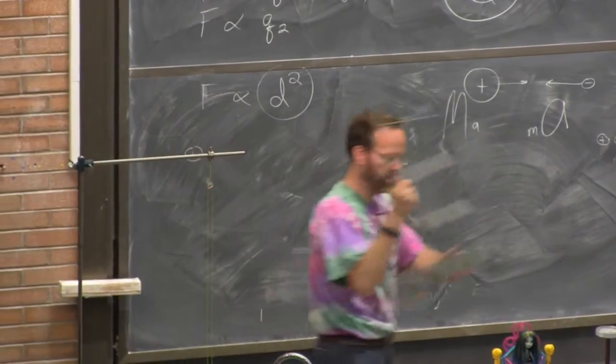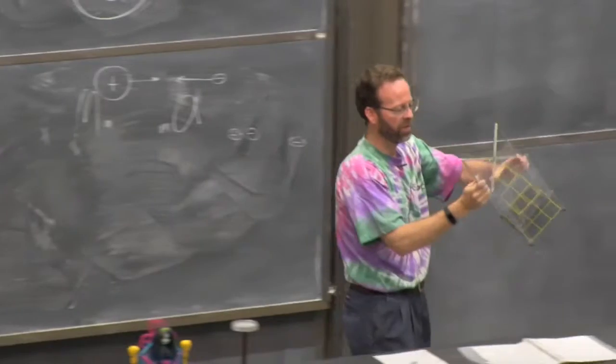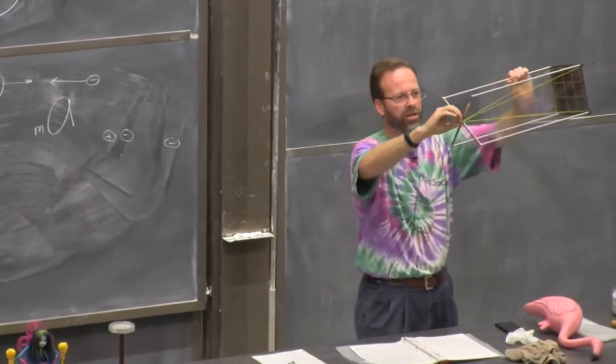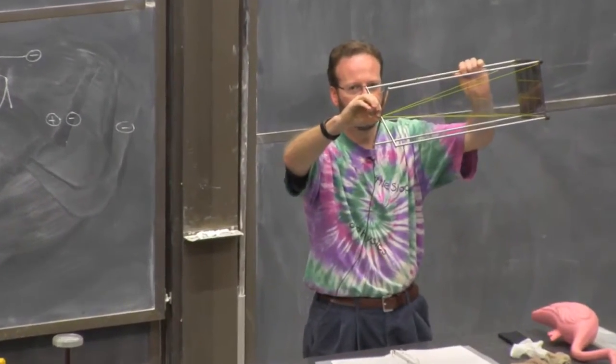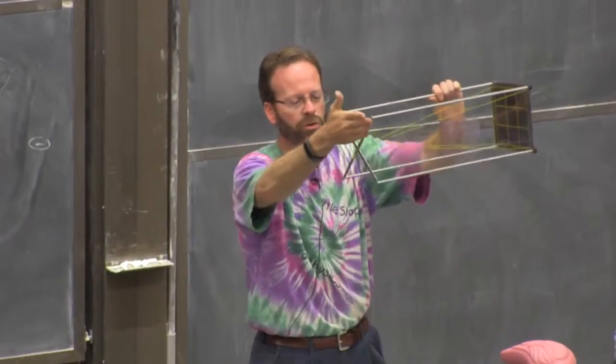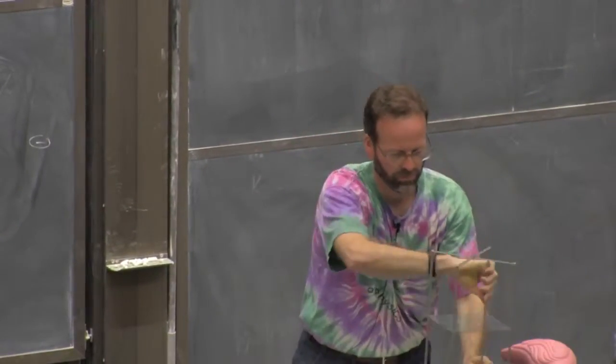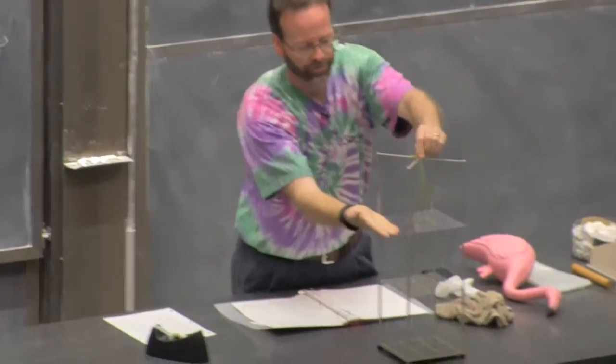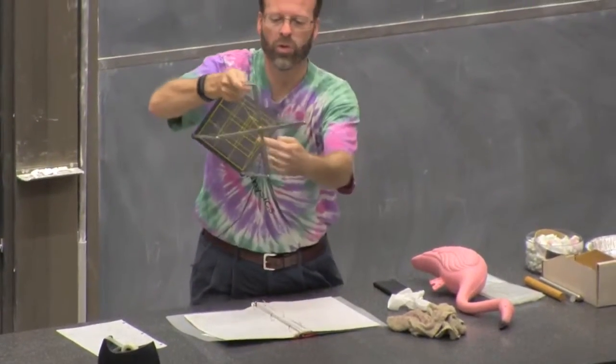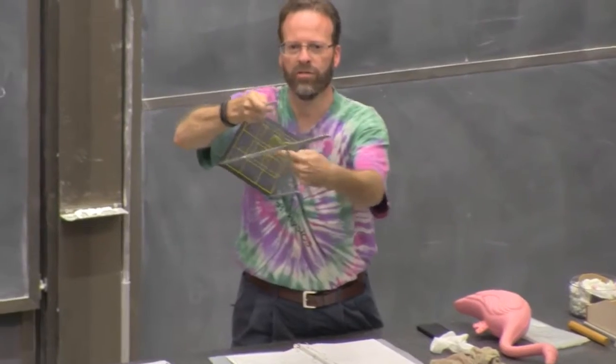Here's a visual representation of the inverse square law. If you're at this point, the vertex, and you are right at this point, you're this far away, then you cover like 1 square. That's going to represent the force you'd feel.